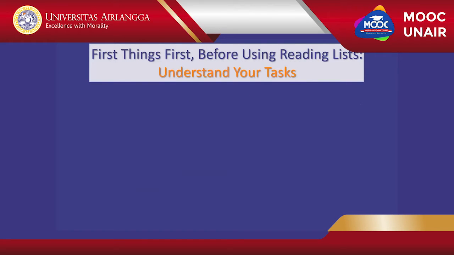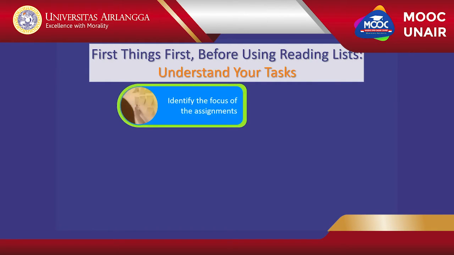Before using reading lists, we need to have a good understanding about our task so that the reading list is suitable to be used as academic sources. The first thing that needs to be done is to identify the focus of the assignments, such as what type of context, questions, and problems we need to overcome. By doing this, the reading sources will be suitable as required.